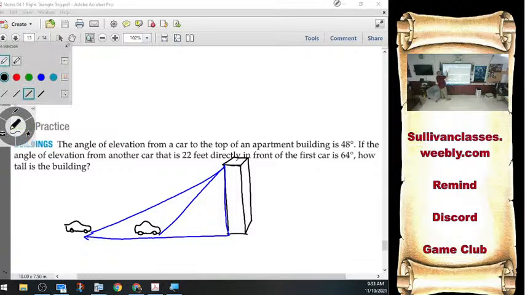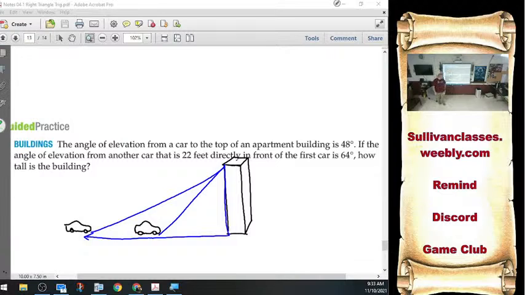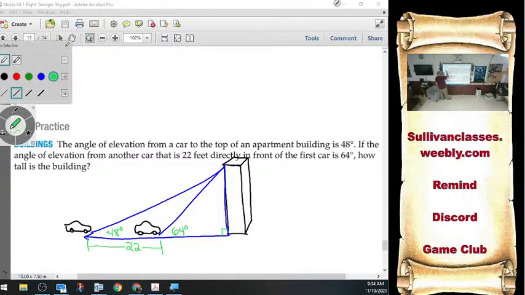I have 2 cars on a street. I have a building. What numbers go where? 64 goes closer to the building. 64 is closer to the building, yes. 48 is further from the building. And then 22 goes in between. So 22 is here to here. I also know it's a right angle because it's perpendicular to the ground. How tall is the building?